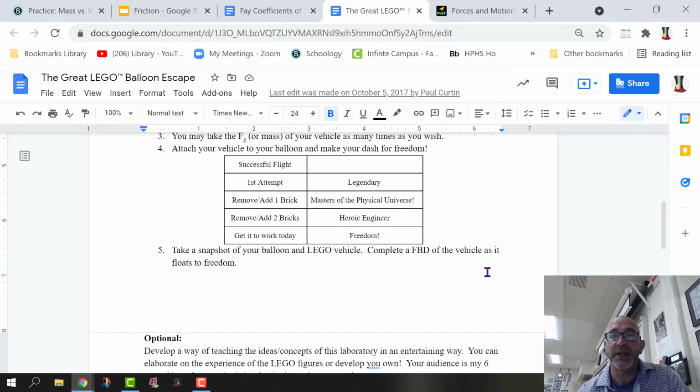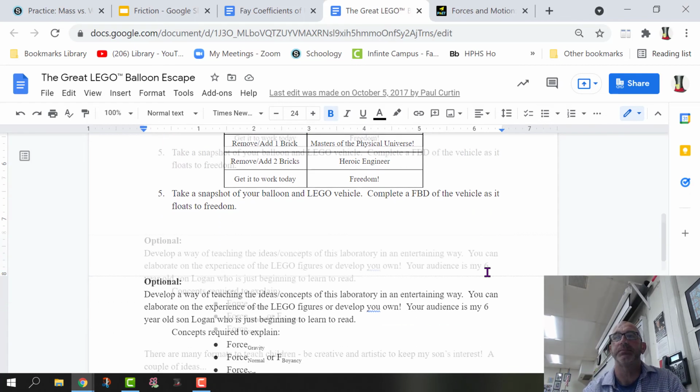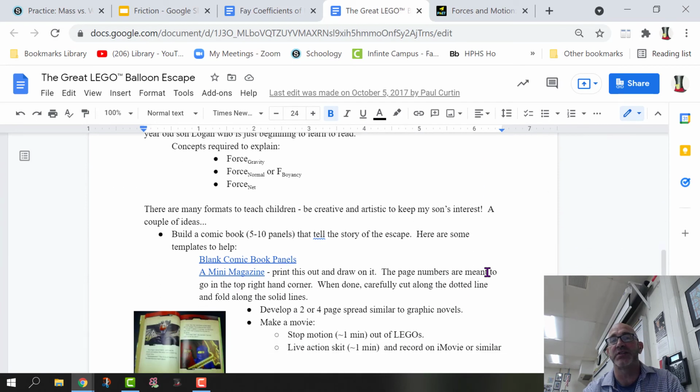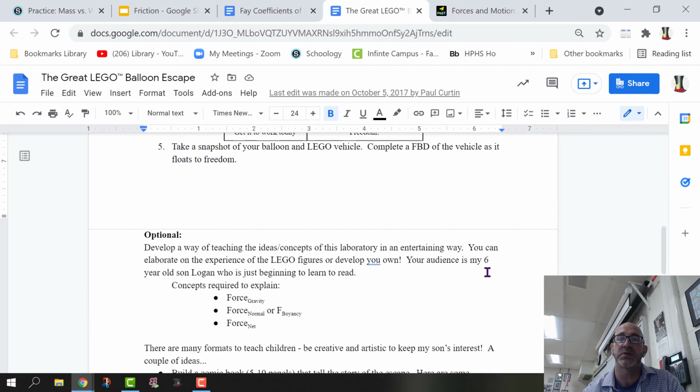If you're able to do that, take a snapshot, take a selfie of yourself, and then maybe we can build a free body diagram. If you're interested in the optional activities, I leave that to you. That is above and beyond what I'm asking you to complete.